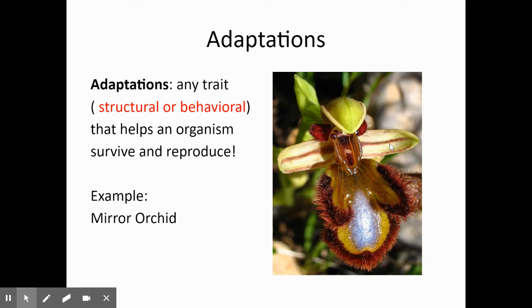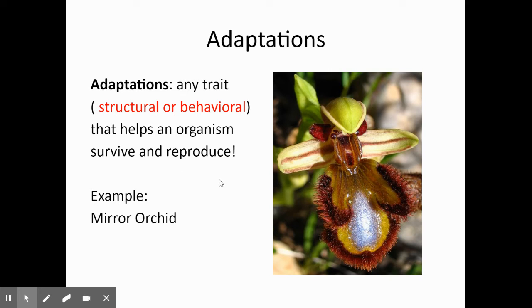So adaptations can be structural, which means it could be a part that you have. It could be a color. It could be that you have horns. It could be that you have wings. Those are things that are structural. Behavioral adaptations have to do with how an organism behaves, and you already have gone over some animal behaviors. So today we're really going to be primarily focusing on structural adaptations that have allowed plants to survive.